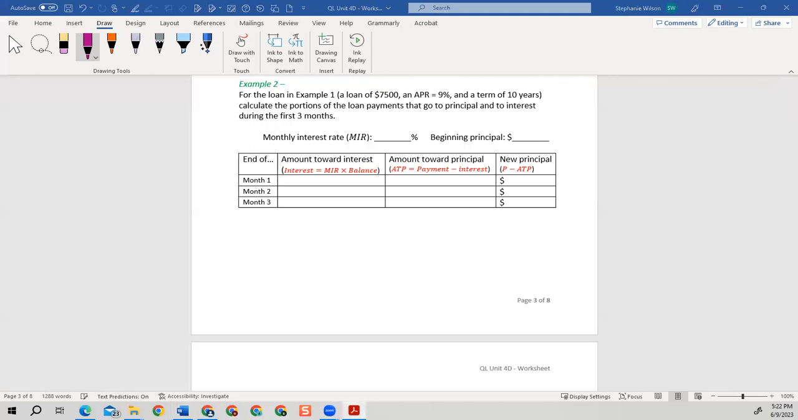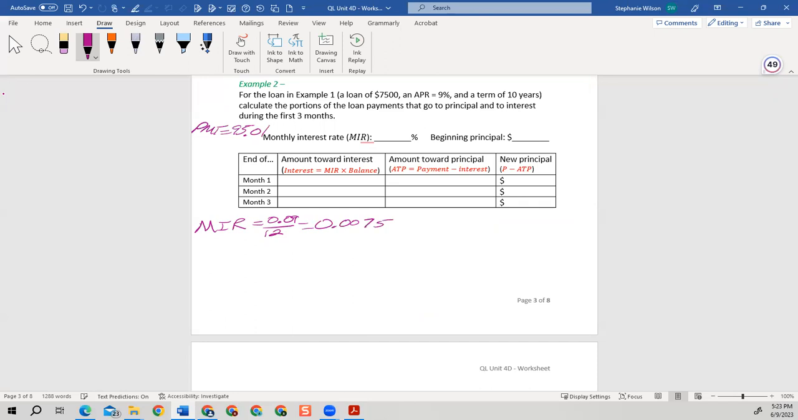All right, so let's figure out the amount to pay in the first month. Well, we know that we calculated the payments earlier, of $95.01. Okay, so now we want to see what the MIR is. So I'm going to take the interest, which was 9%, and put it in decimal. And I'm going to divide it by the 12 months, since you make 12 monthly payments. We end up with 0.0075.